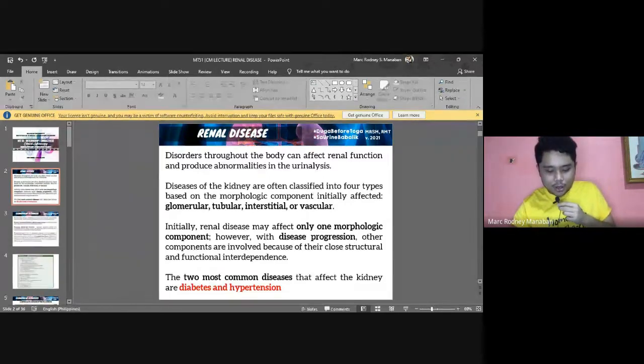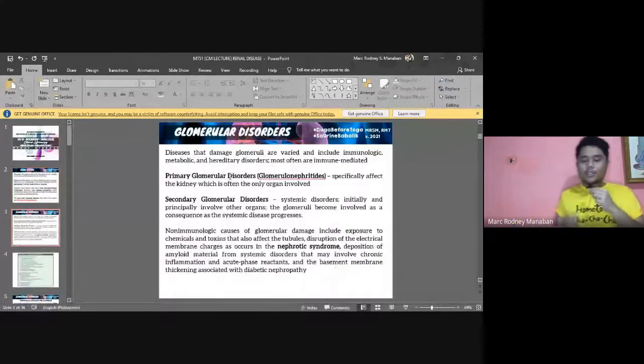Now let's start with the first group, which is your glomerular disorders. These are kidney diseases where the primary problem, or the primary part affected, is the glomerulus. It's in the name, glomerular. And for glomerular disorders, the majority are of immune origin, meaning immune-mediated.